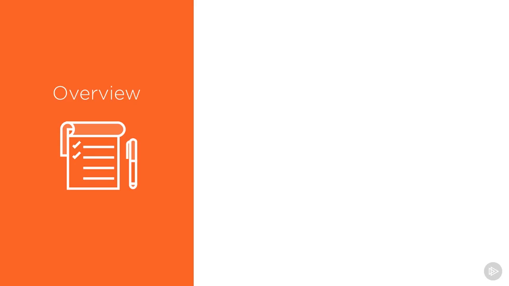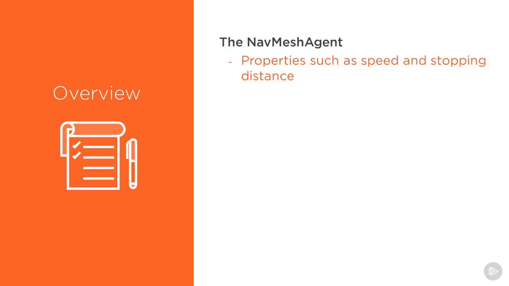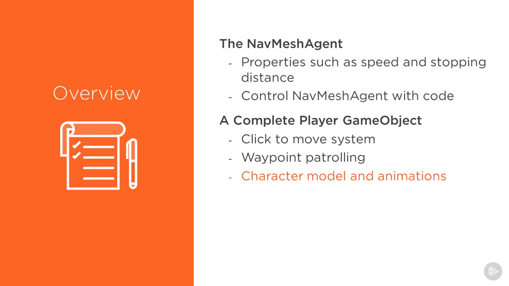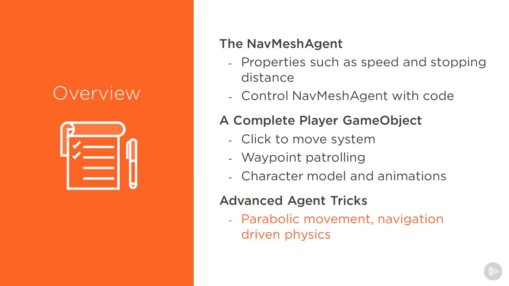This module will teach you how to utilize Unity's NavMesh agent, how to utilize its properties such as speed and stopping distance, and how to control the NavMesh agent with code. Next, we'll create a complete player game object with a click-to-move system, waypoint patrolling, and later we'll tie in its character model and animations to the navigation. Then we'll get into some advanced agent tricks such as parabolic movement and navigation-driven physics.